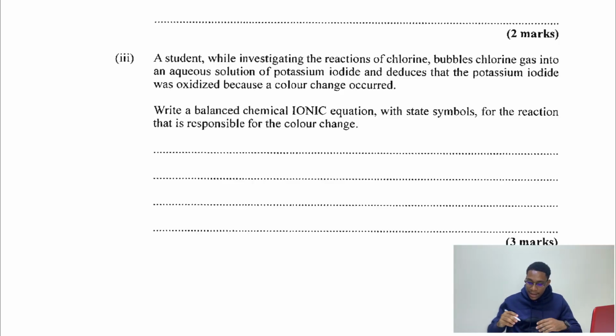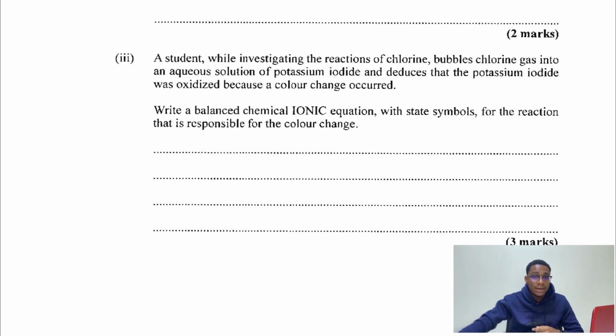All right, so moving right along. So we have question 3. A student, while investigating the reaction of chlorine, bubbles chlorine gas into an aqueous solution of potassium iodide and deduces that the potassium iodide was oxidized because a color change occurred. Now we're asked to write a balanced chemical ionic equation with state symbols for the reaction that is responsible for the color change.